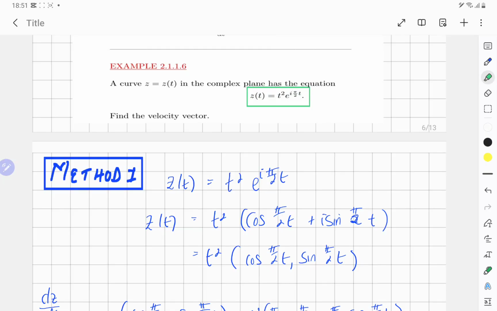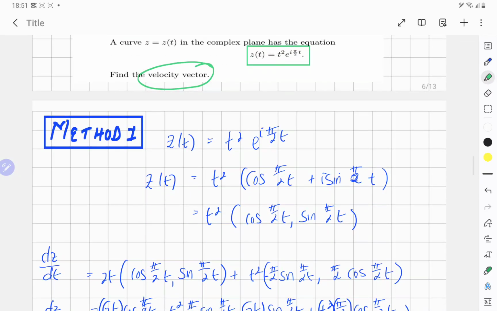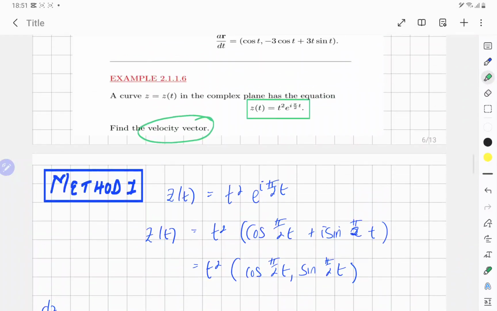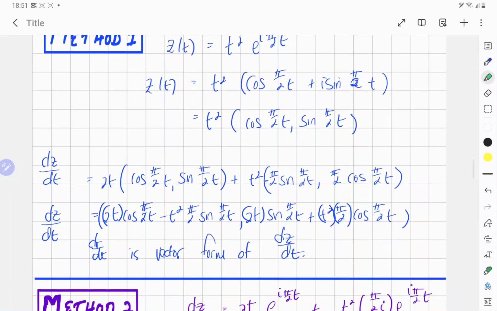So because of the e to the i pi t there. Now they want us to find the velocity vector. So we want to find dr/dt. Now, as mentioned earlier, you can do two methods.